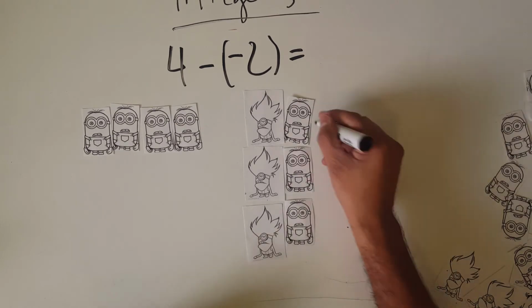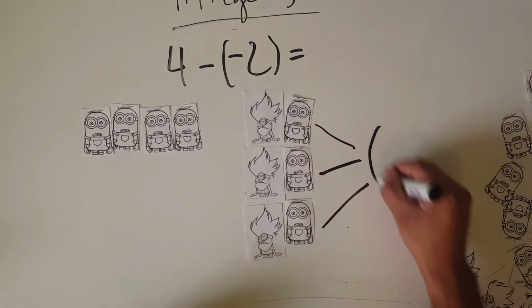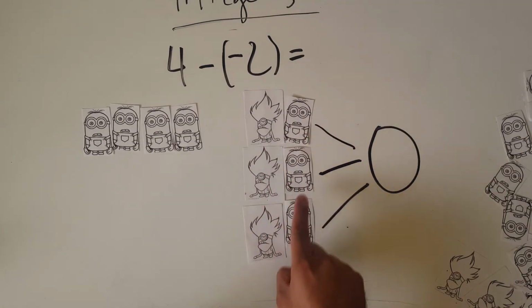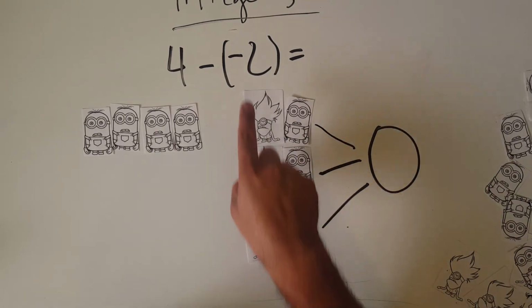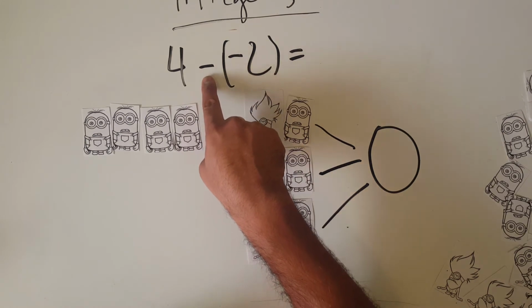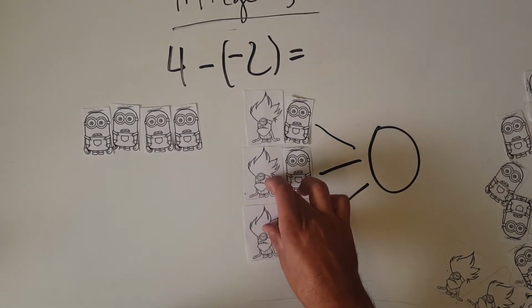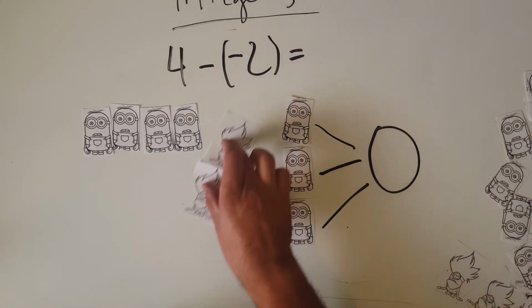So all these, this guy and this guy, are worth nothing, okay? They're worth 0 because they cancel each other out. They kill each other, okay? But now I can do what I want. I need to take away 2 negatives. So here, let's say I take away these 2 right here.